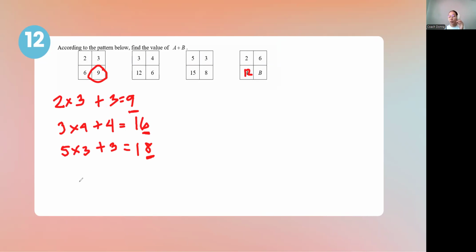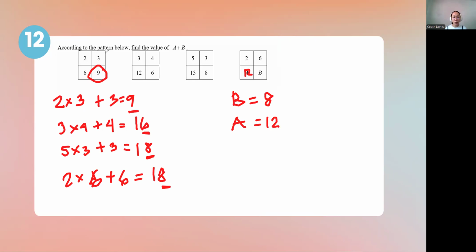So it works for the 3. That means to say it must work for the last one. So you have 2 times 6 plus 6 is equal to 18. So that means the B right here must be equal to 8. And the A is equal to 12.